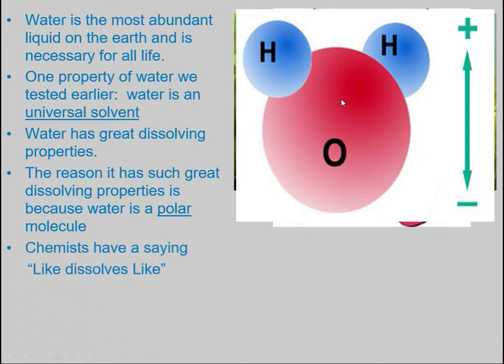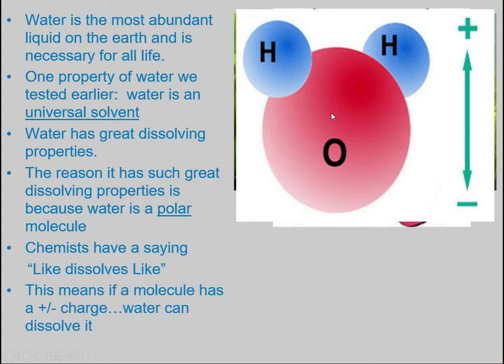Okay. Now we have a saying in chemistry: like dissolves like. Polar compounds will be dissolved in polar solutions, and non-polar compounds will be dissolved in non-polar solutions. So for instance, if a molecule has a plus or minus charge, or even has a plus or minus side, it's going to be able to be dissolved in water. So sodium chloride is dissolved in water because it's NaCl. Na is plus, Cl is minus.